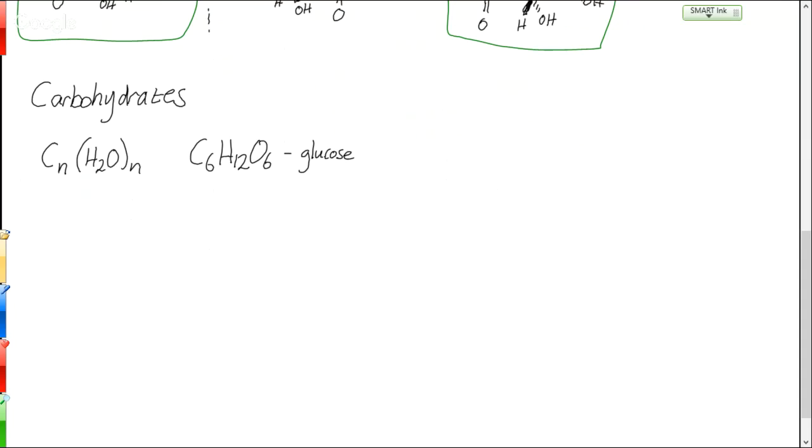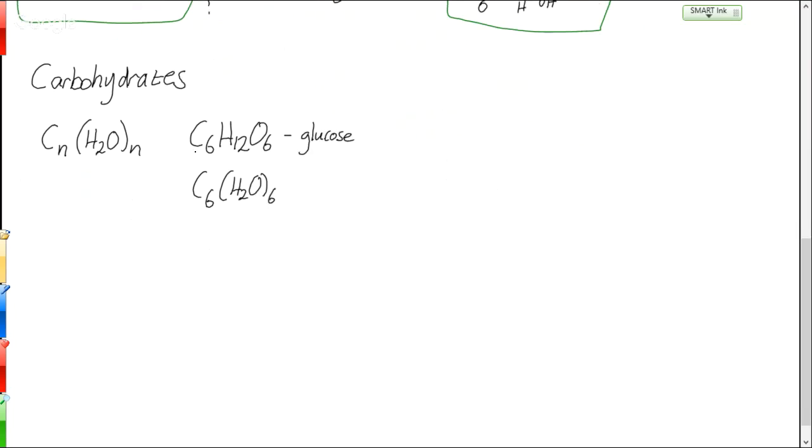We can split that up into C6(H2O)6. We wouldn't normally write it that way, but if we regroup the H's and O's, it has the same numbers. So back in the old days when these things were first getting discovered, what they would find is that they could get a certain amount of water out of it, and that's why they named it carbohydrate. When you took the water out, what you had left was carbon. So therefore, a carbohydrate.